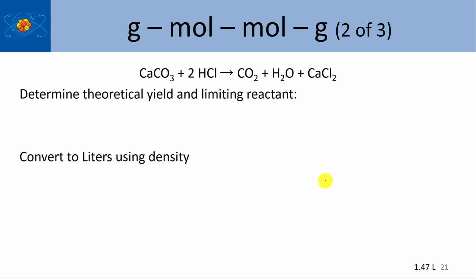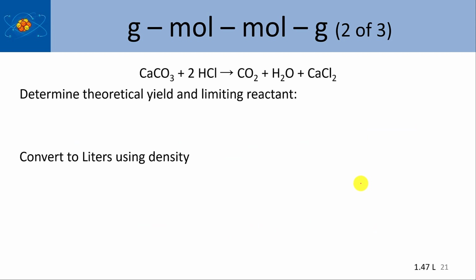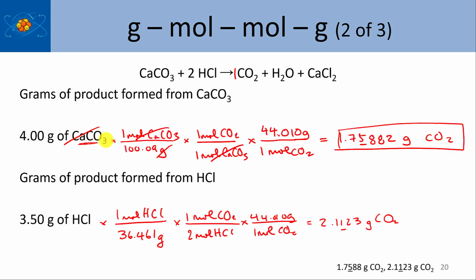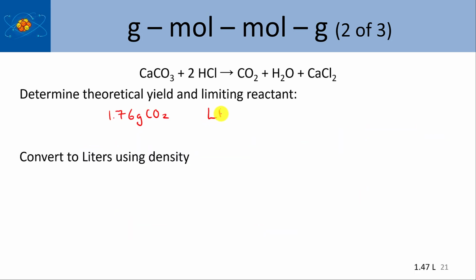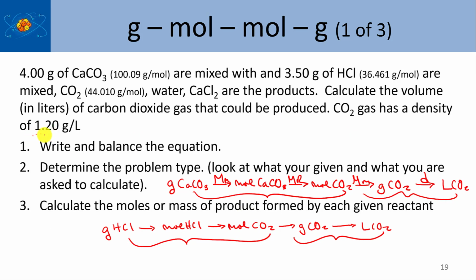So the theoretical yield in limiting reactant, right? The theoretical yield is 1.76 grams of CO2. And my limiting reactant is what it came from. So it's calcium carbonate. Now, the last step, because they're asking for volume, right? Then I can use my density. And my density is given as, in the very beginning of the problem, 1.2 grams per liter.